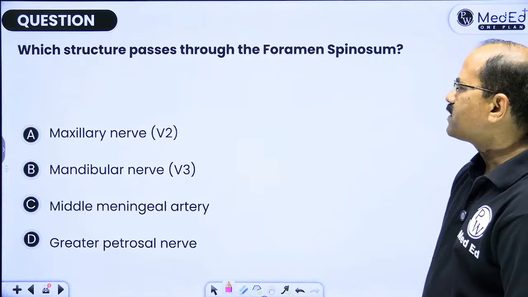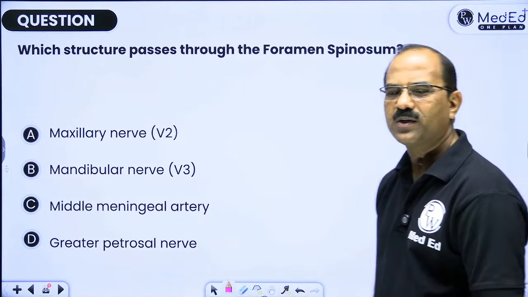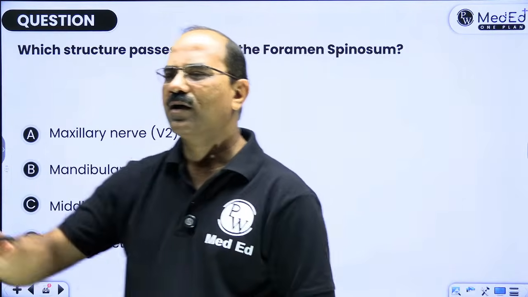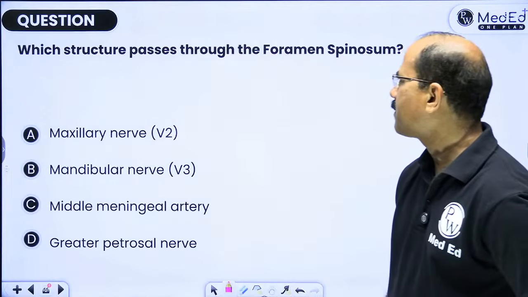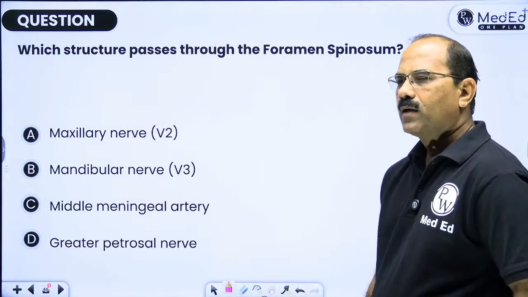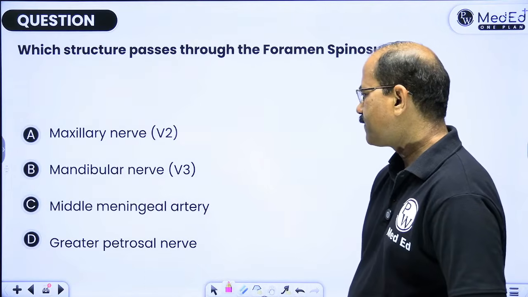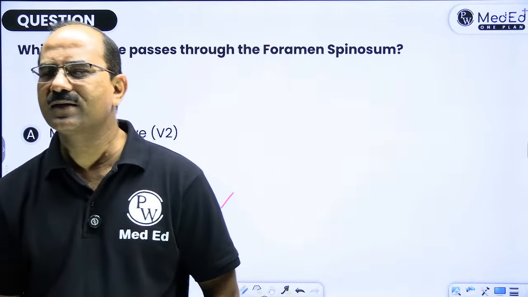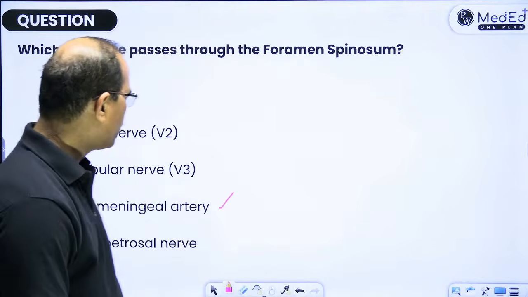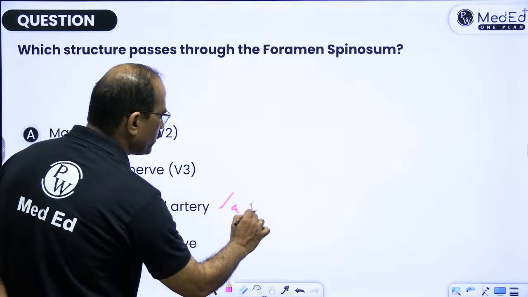Which structure passes through the foramen spinosum? Come on, answer this, students. This is very easy. Which is the structure which goes out through the foramen spinosum? Middle meningeal artery and, yes, the nervus spinosus.